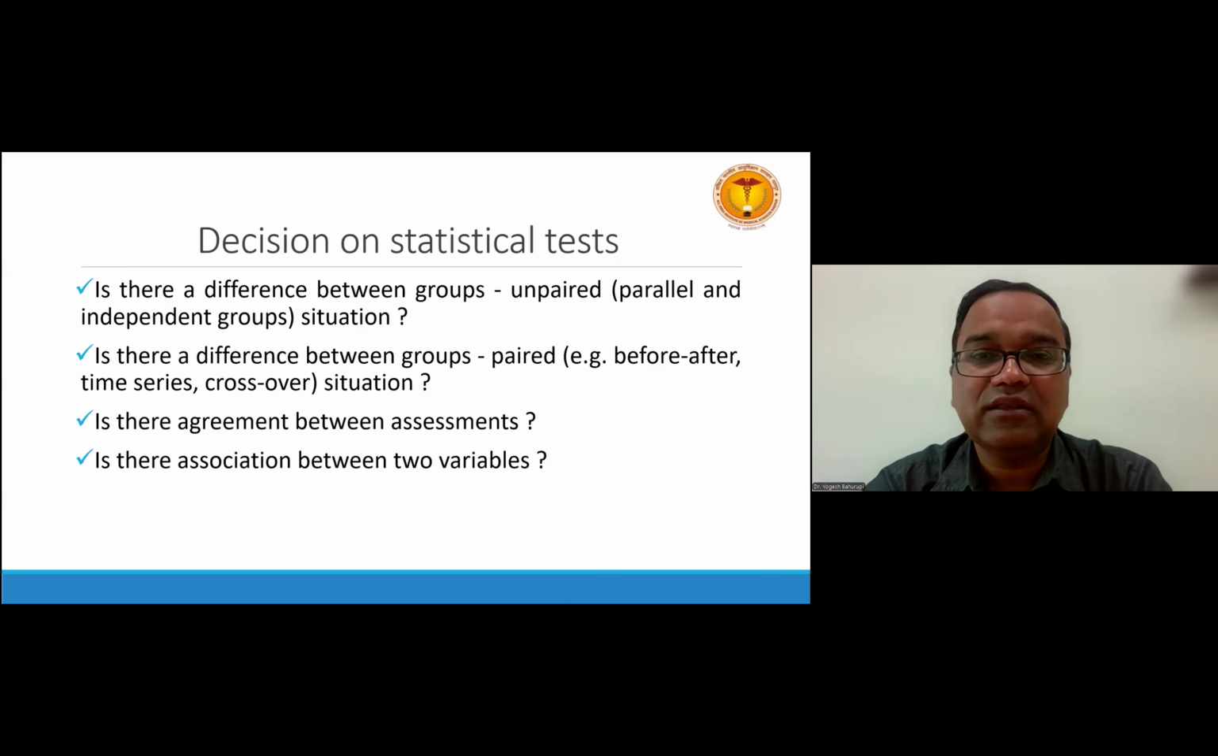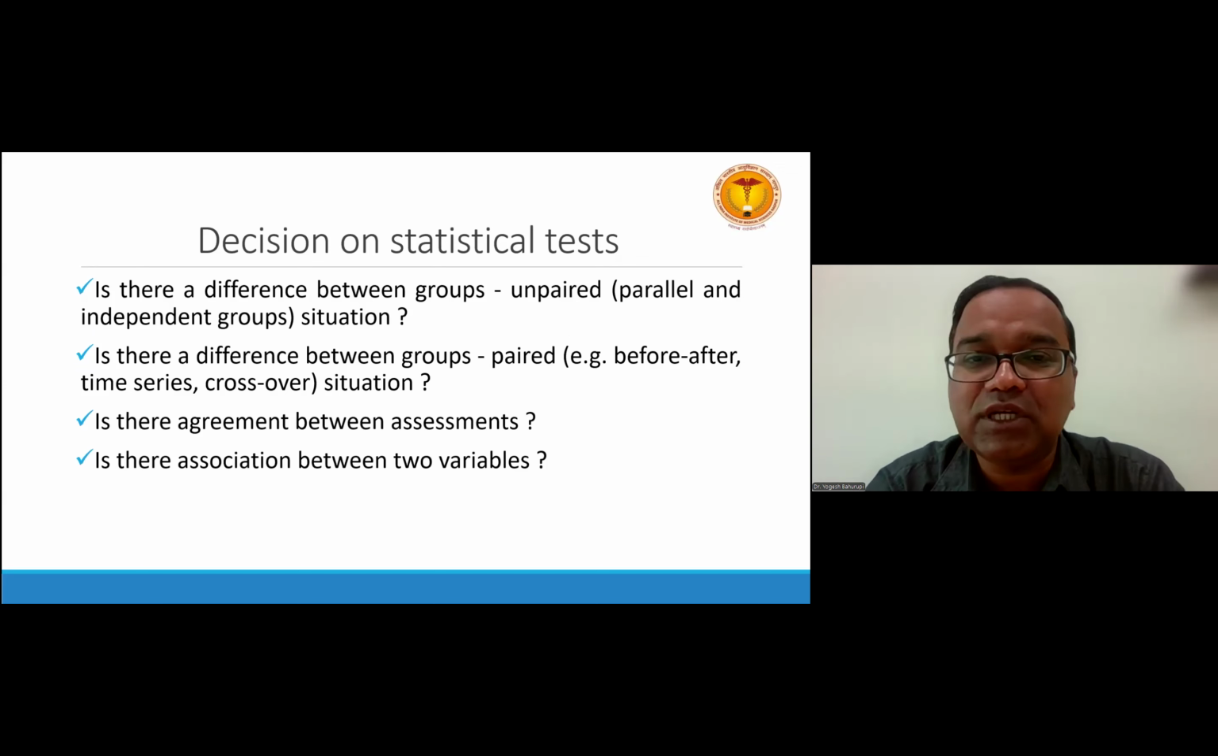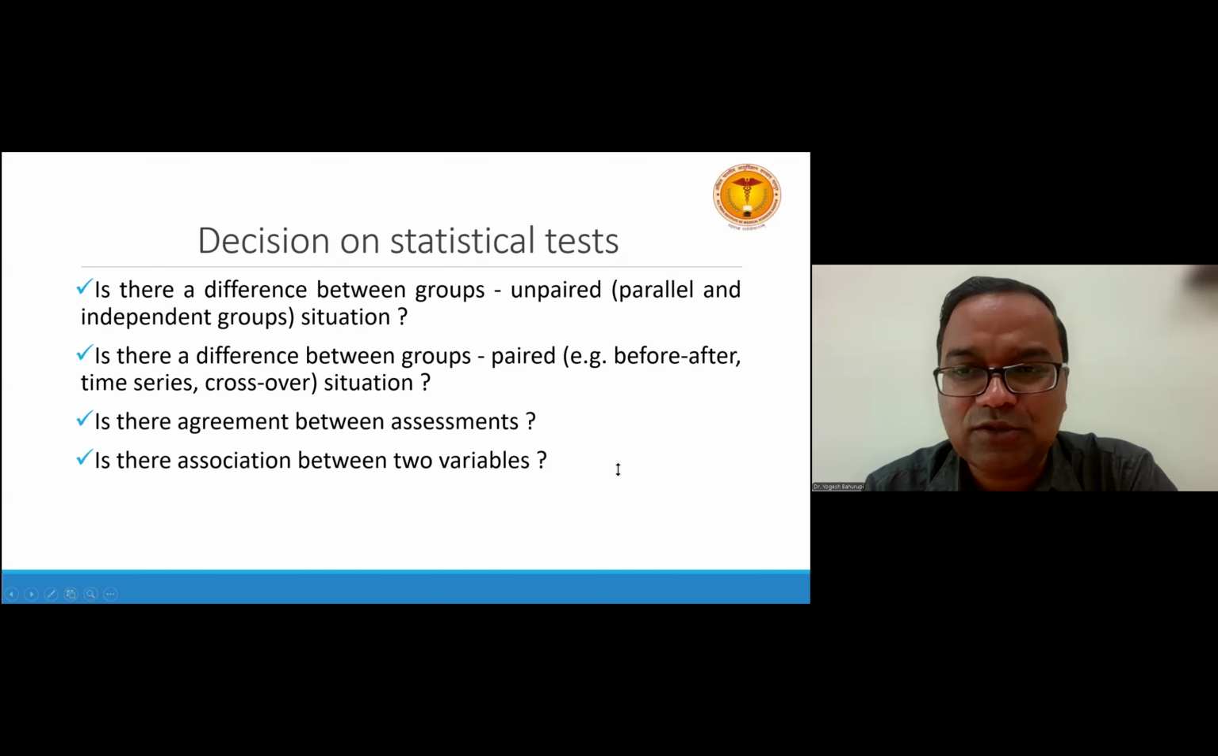How do we decide upon the test to be applied? Again, I'm just going to restrict myself to the basic tests. So imagine there are 4 situations in front of us. First, we have to test the difference between two groups which are unpaired. Unpaired means the two groups are not directly related to each other. So if we are doing a case control study, or a cohort study, or a 2-arm randomized control study, or a 3-arm randomized control study, all these groups are unpaired, or they are called parallel.